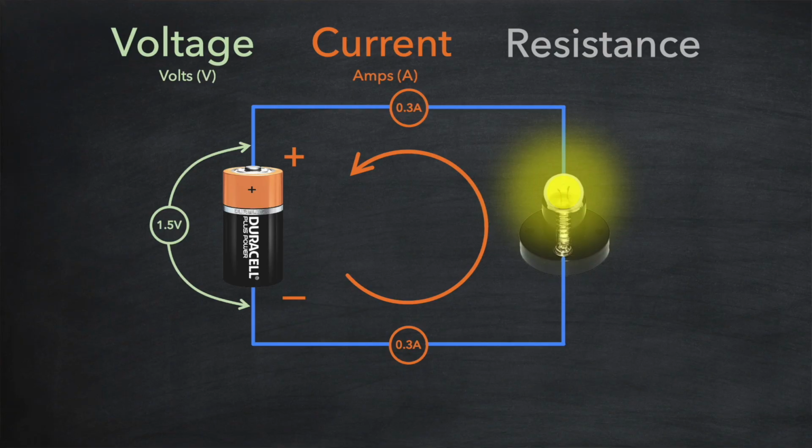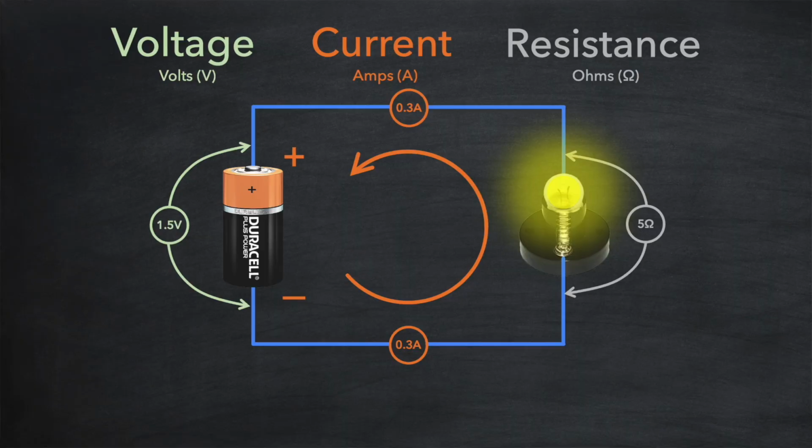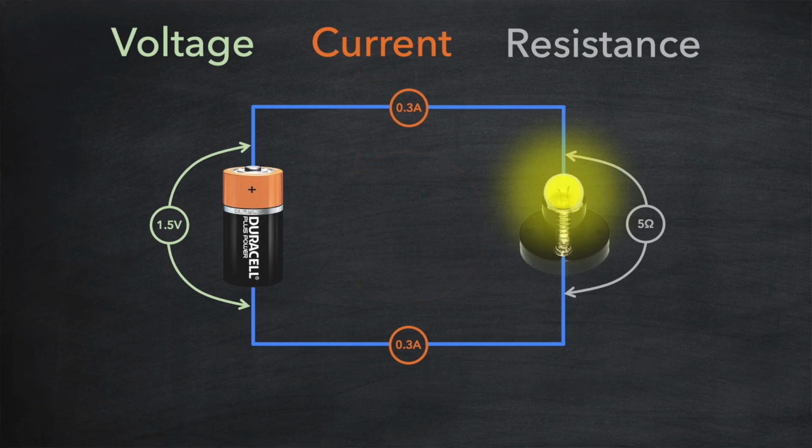We can now look at the resistance, which is the difficulty the current has passing through an element in the circuit, for example the bulb. Resistance is measured in ohms, and we can measure the resistance of the bulb using an ohmmeter. It happens to be 5 ohms. We'll ignore the fact that the bulb's resistance might change as it heats up. Now voltage, current and resistance are related. Voltage is equal to the current multiplied by the resistance. V equals IR. And we can see here in our circuit, if we multiply the current 0.3 amps by the resistance 5 ohms, we get 1.5, which matches the voltage we're reading.